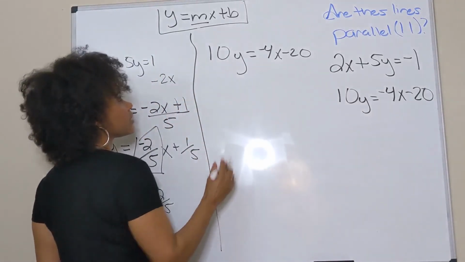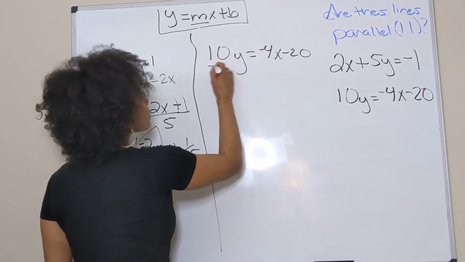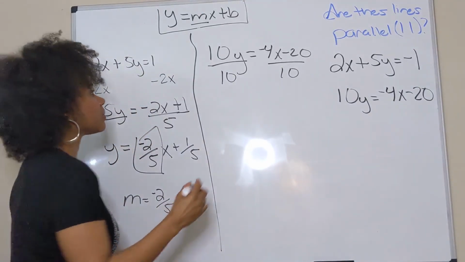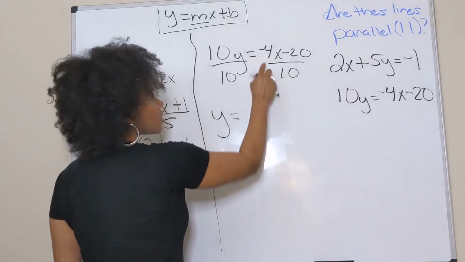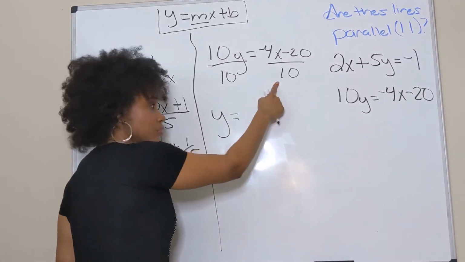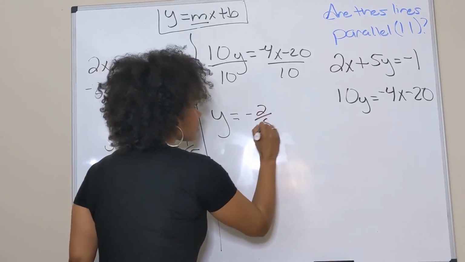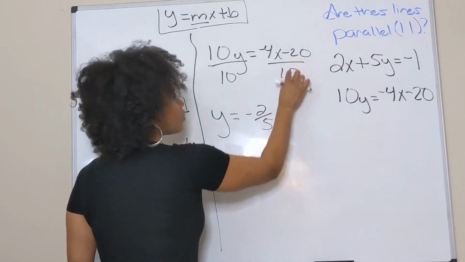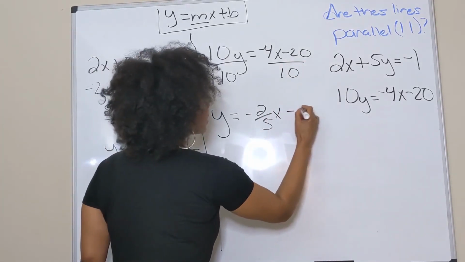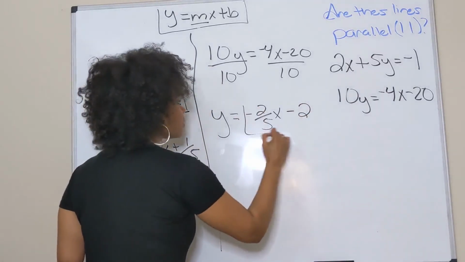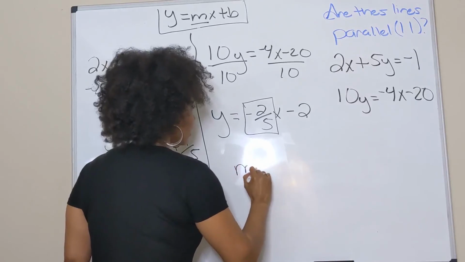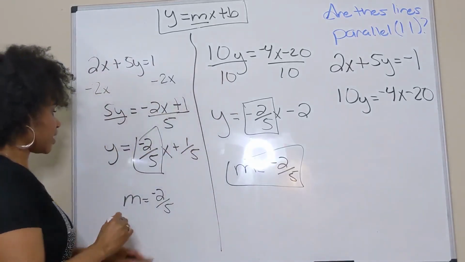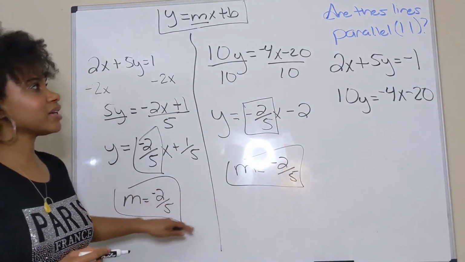And again, I've already rewritten it to give myself more space here. So I'm just going to simply divide by 10 to get the y by itself. Just that one step. I'm left with y equals, so negative 4/10 actually reduces to negative 2/5. 4/10 reduces to 2/5. I bring down my negative. All right. Negative 20 divided by 10 is negative 2. But we only need the slope to determine if the lines are parallel. And as we can see, both of these lines have a slope of negative 2/5. So they are indeed parallel lines.